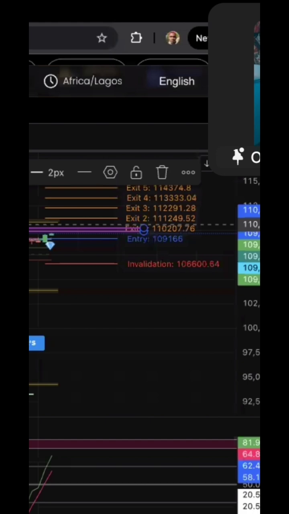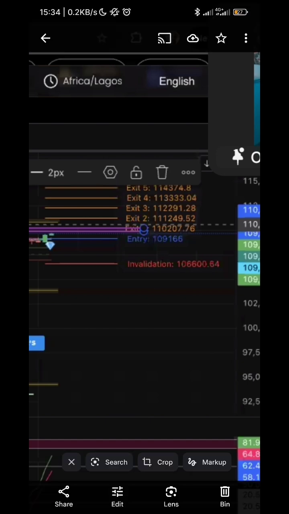And then we can see that we have exit 1, exit 2, exit 3, exit 4, exit 5. Now the different exits are also called TP, take profits. This shows the amount of money that you want to take from the market, the profit you want to take from the market. So if the market gets to a particular point of your take profits, you want to be able to take profit from the market and leave the market. So we're going to just copy and paste this basically into our MetaTrader 5.